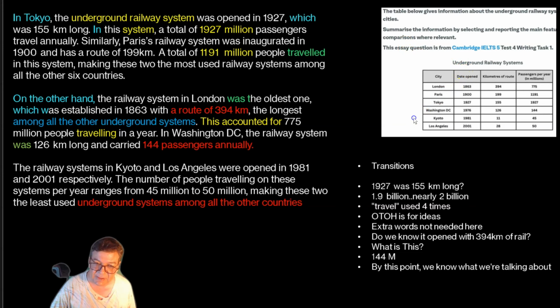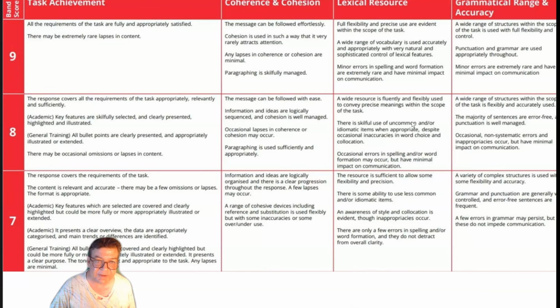possible. Now, I haven't got all of the band descriptors up here yet, but in your task achievement, your key feature in this, when you look at this data, should have been old ones are bigger and carry more passengers. But no, you picked a couple of details and called those the main ideas. So I don't think that it rises to the key features were clearly highlighted. You never even made that connection.